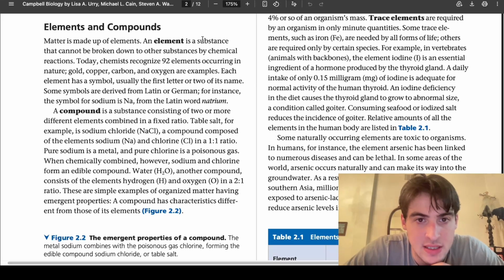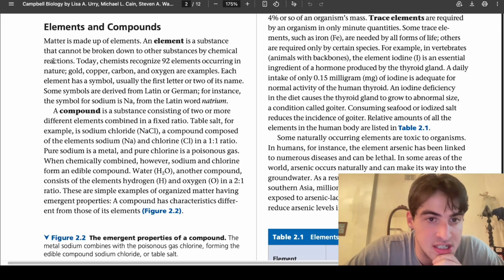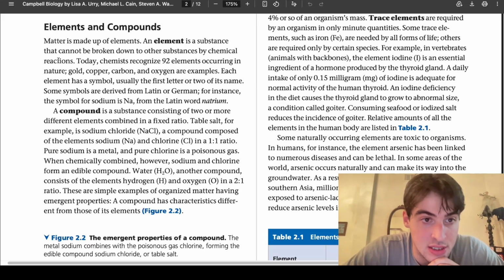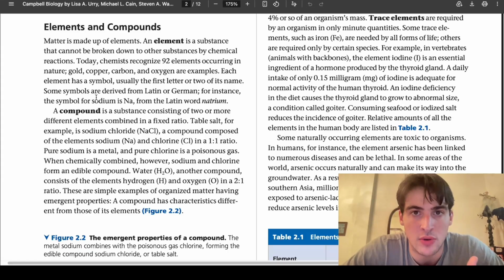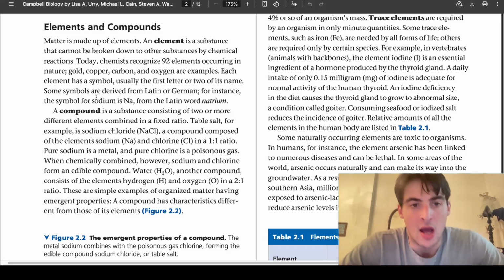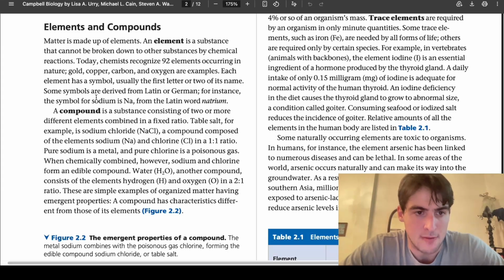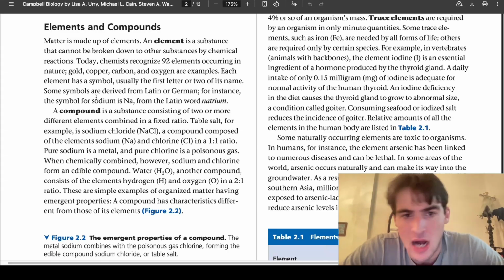Matter is made up of elements. An element is a substance that cannot be broken down to other substances by chemical reactions. Today, chemists can recognize 92. I guess this is a lot of stuff that I don't really know and that you probably don't really know, so let's read it. Today, chemists recognize 92 elements occurring in nature. Gold, copper, carbon, and oxygen are examples.